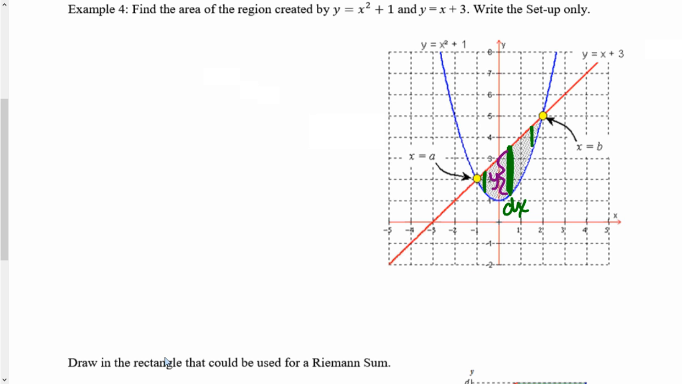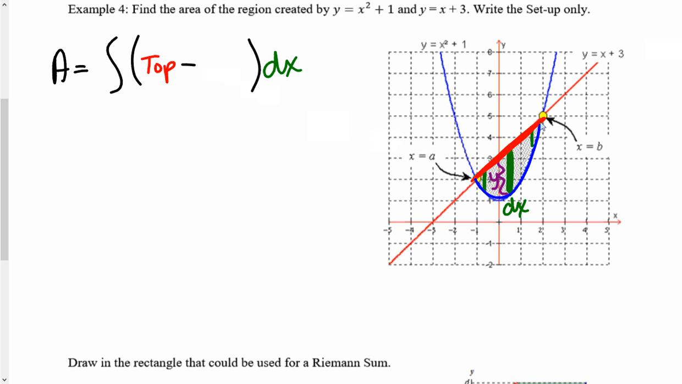So at this point, I know what my area is going to look like. It's going to have my bounds. It's going to have a dx right here. And then it's going to have the top curve, which in this case is the red curve. That's the highest point on my rectangle, minus my bottom curve, which in this case is the blue curve. And I know that I need some bounds and that these should be x values here and here. But I don't have any bounds yet.